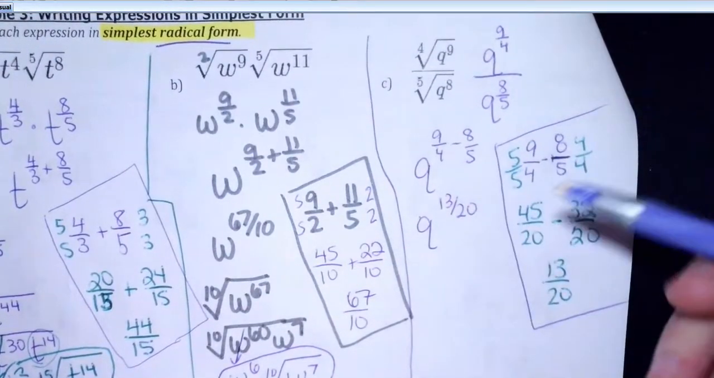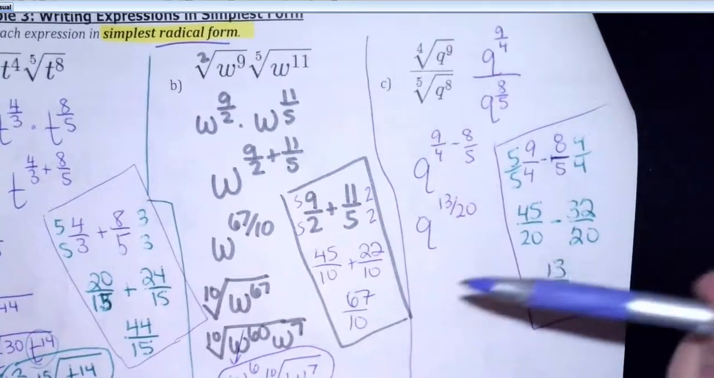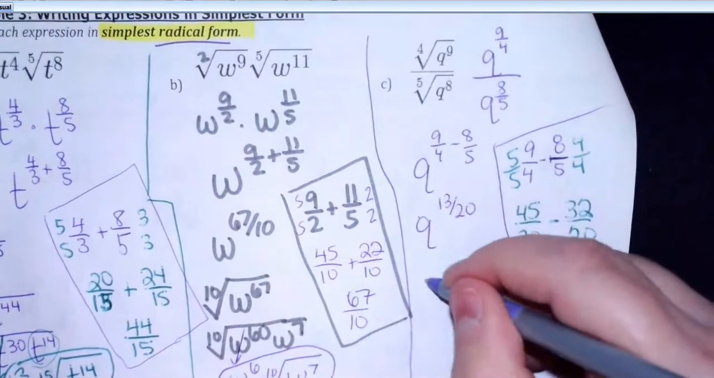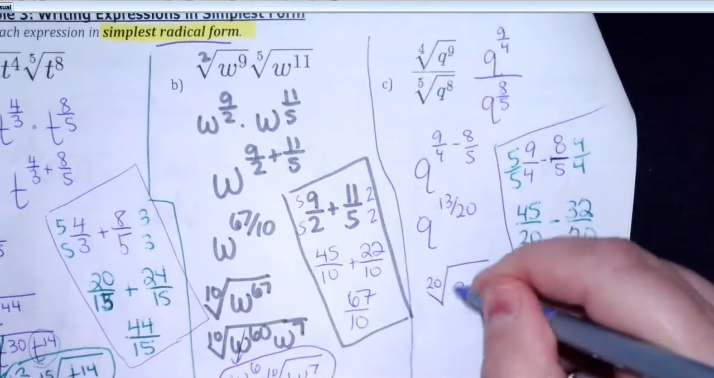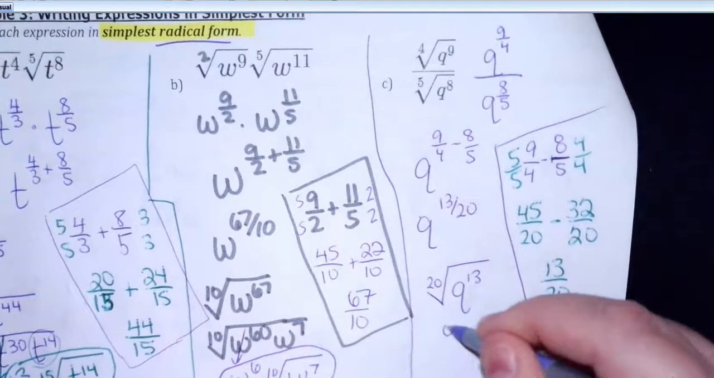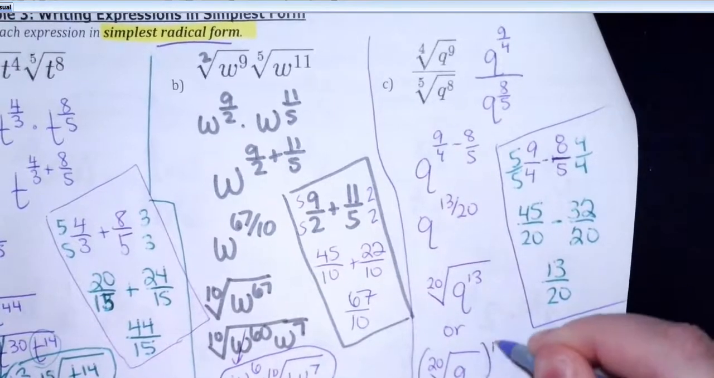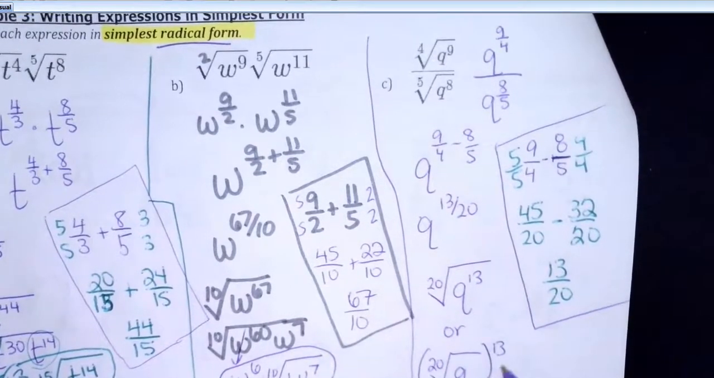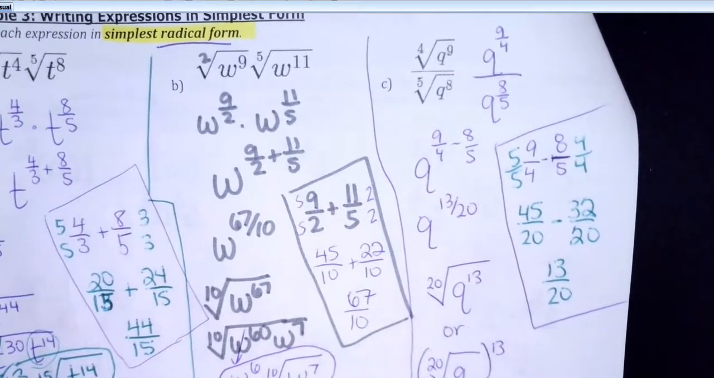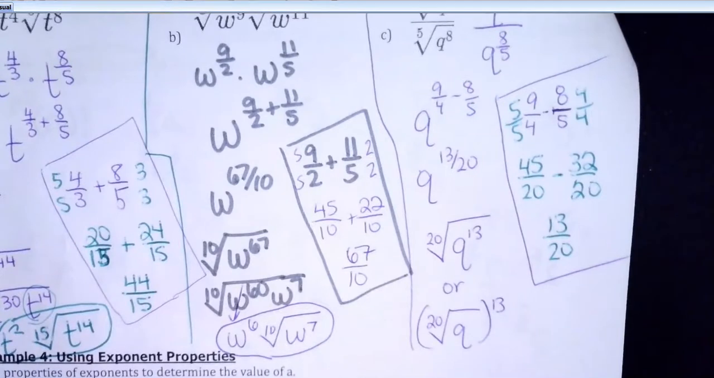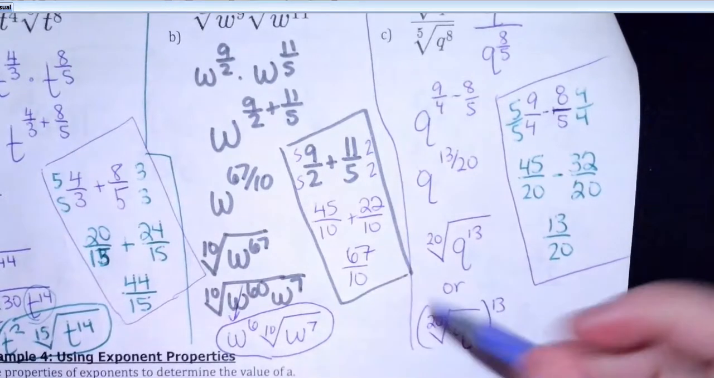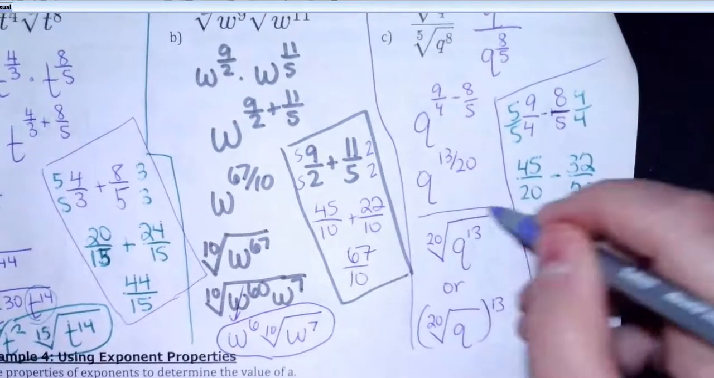Now this is actually going to be nice for us because when I do my bottom out, I have the 20th root of q to the 13th, or if you prefer, you can write it like this. Those are the same, but that is not going to break down because there's no number that's going to go in for 20, so we don't have to do an extra step on that question like we've done on the last two.